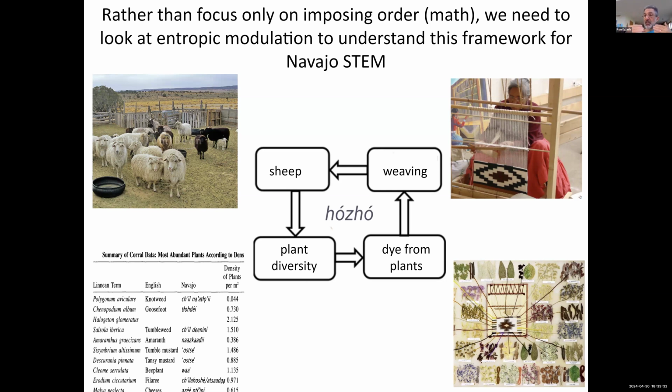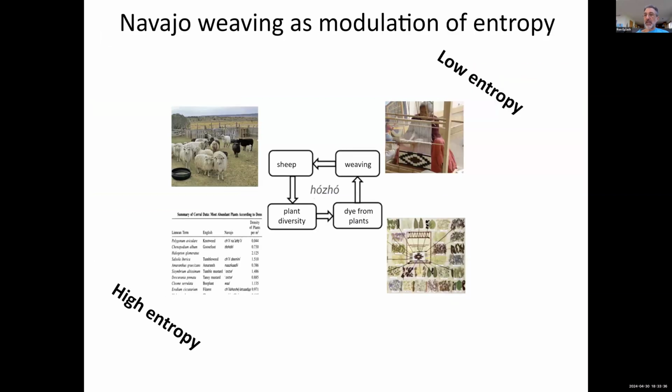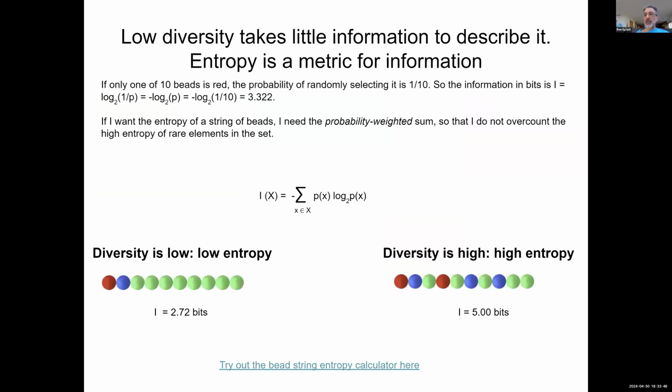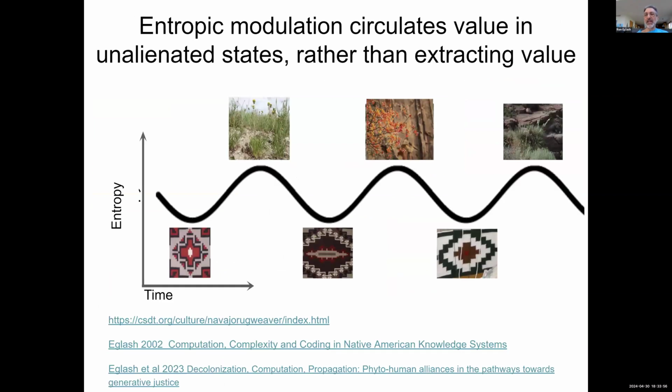So that modulation in entropy allows that value to circulate in wonderfully unalienated ways. So you think about that as the high entropy moment and the low entropy moment kind of moving through time like a sine wave, right? We can measure that very precisely in terms of the Shannon-Weaver metric for biodiversity, if we like. But here it is just, you know, at an intuitive sense, right?